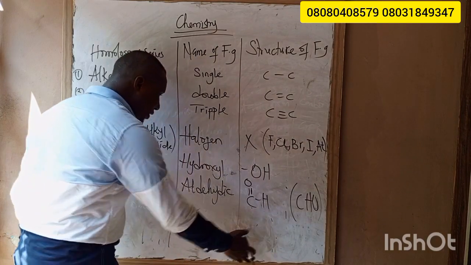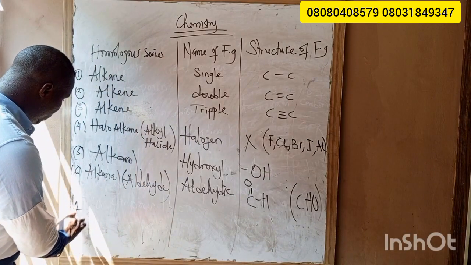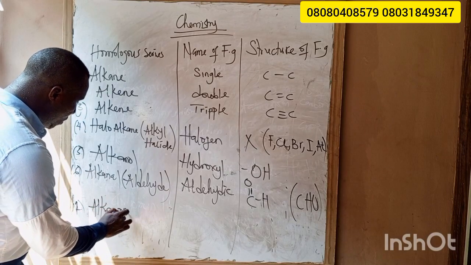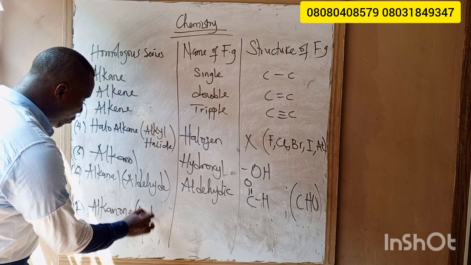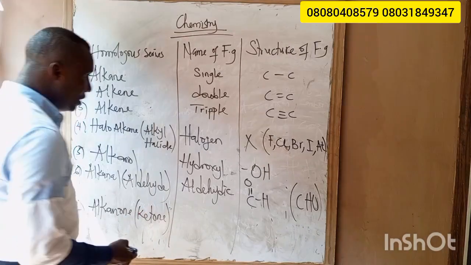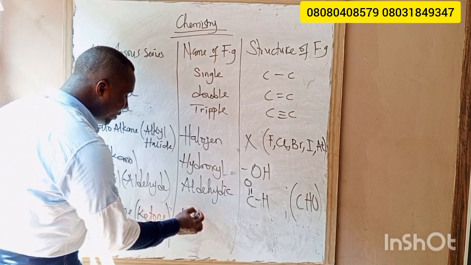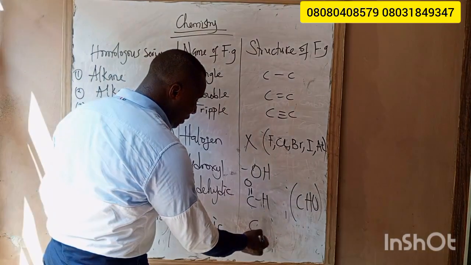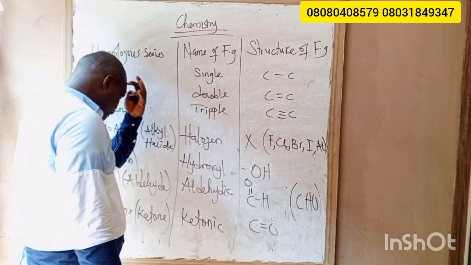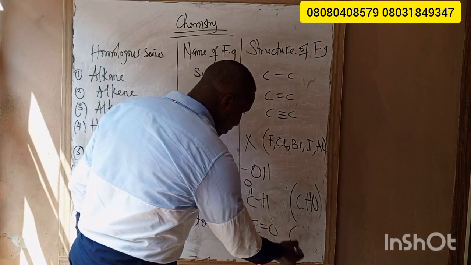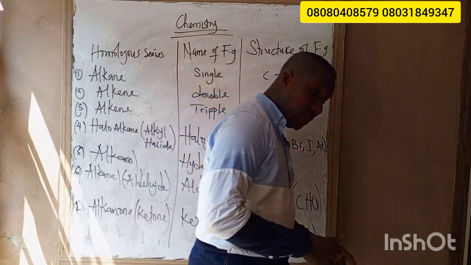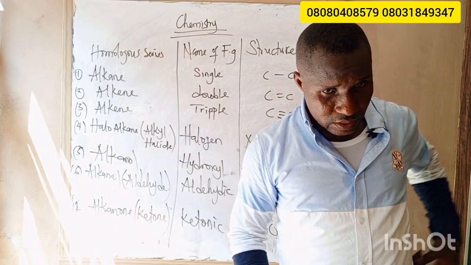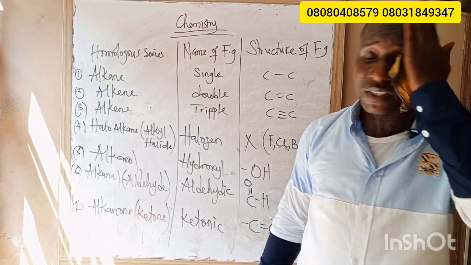The next one, number seven, we have alkanone, which is known as what? Ketone. The common name, ketone. The name of the functional group is ketonic, or ketone. Just remove this H. That means you have C, you have this, that means CO. Please quickly pause and write.